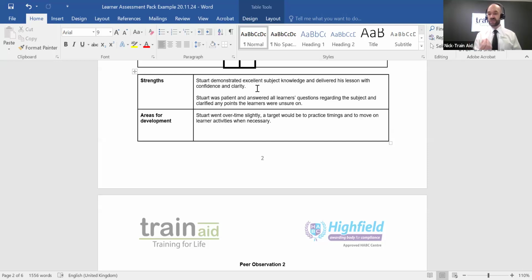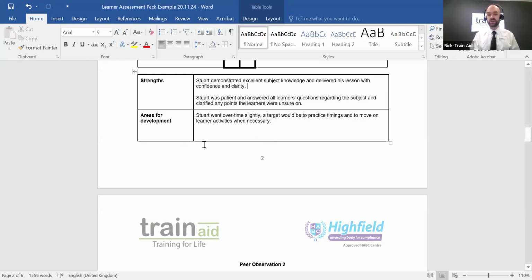So in terms of strengths, try and go for 2 to 3 lines if you can. And obviously my second strength here was Stuart was patient. He answered all learners' questions regarding the subject and clarified any points that learners were unsure on. So he was a very, very confident speaker when delivering his micro-teach lesson on recycling.